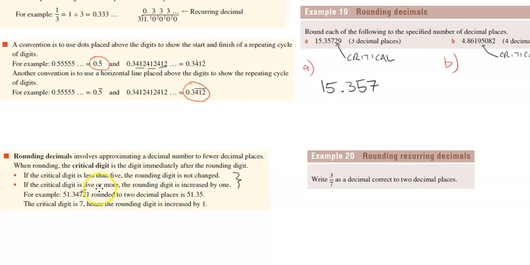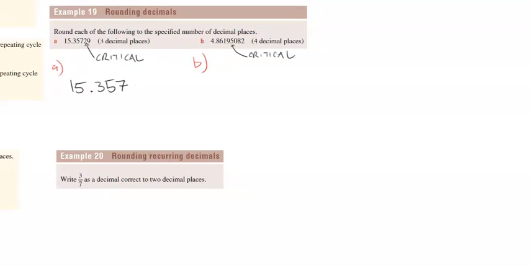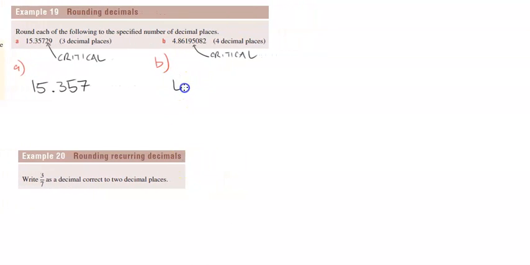In this case, the critical digit is 5 or more, so the rounding digit is increased by 1. So this will be 4.86. Now, this 5 makes the 9 round up to 1. But we're now in a scenario where if this rounds up to 1, it turns into a 0. And as a consequence, this is now also rounded up by 1. The 1 over here gets rounded up by 1. So in this case, this will be 4.8620.